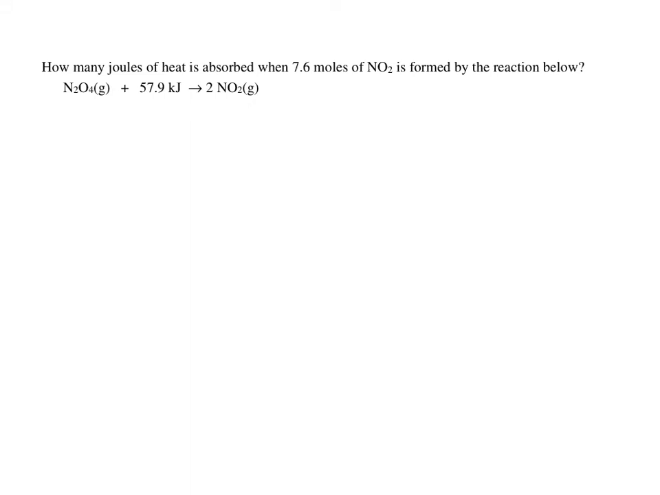We see from the way this thermochemical equation is written that the heat, in this case 57.9 kilojoules, is part of the reactants. That means that this is an endothermic reaction, and therefore the delta H of the reaction is going to be a positive value, or as we see, 57.9 kilojoules for the reaction as written. And as the reaction is written, we see that we have 2 moles of NO2 produced.